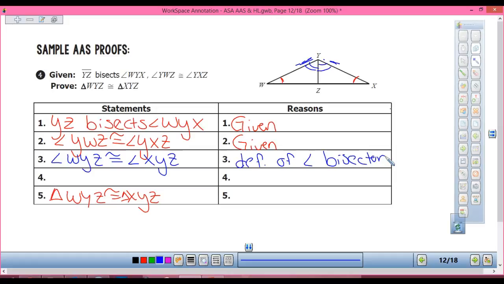Okay. And now I have connected triangles. If I have connected triangles, what do I automatically look for? The shared side. Do I have a shared side? I sure do. My shared side is YZ is congruent to YZ by reflexive. You guys are going to have reflexive property ingrained in your heads. So I have two angles on the side. Is my side in between my two angles or outside? Outside, so that makes it angle, angle, side.